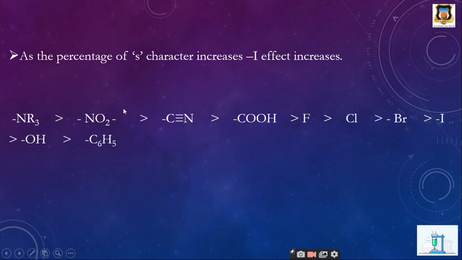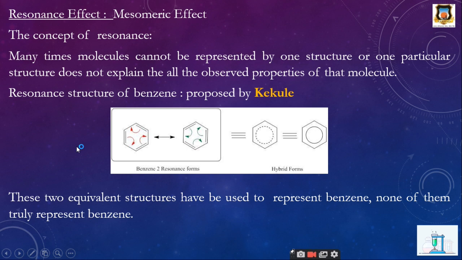Then next, as the percentage of S character increases, the minus I effect increases, that is, the atom becomes more electronegative as the percentage of S character increases. Here are some examples of groups which exert minus I effect: NR3 plus, NO2, cyanides, carboxylic group, fluorine, chlorine, bromine, that is all halogens, iodine, OH group and phenyl group, all exert minus I effect. Then the next effect is the resonance effect.